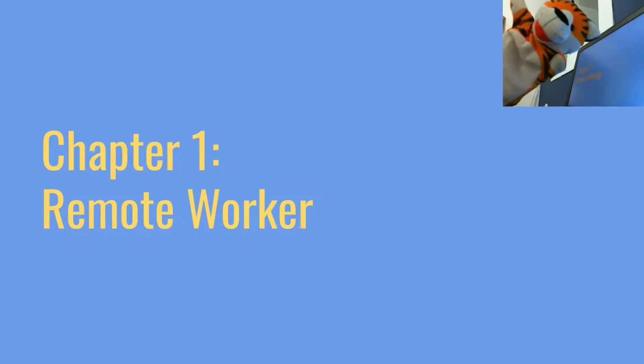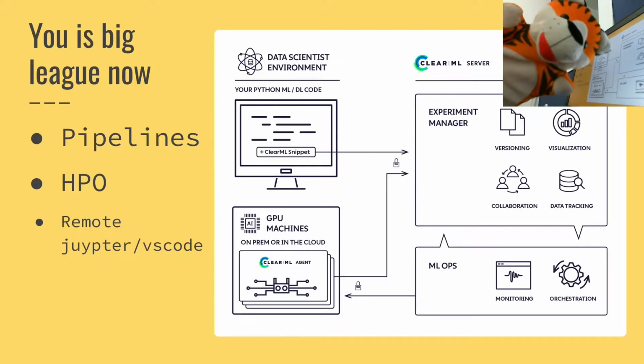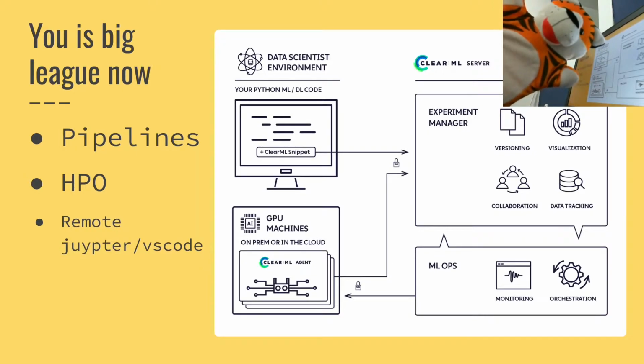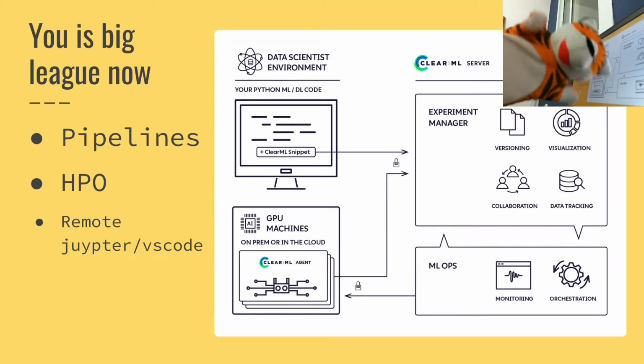Now, remote workers. What is a remote worker? Well, in the clear.ml data science MLOps solution, you can take some of the work and not do it on your own machine very easily. This enables you to do pipelines, hyperparameter optimization, and even remote Jupyter and VS Code connections with very little effort.